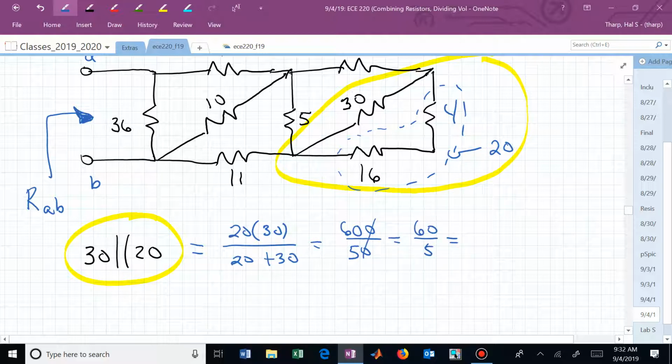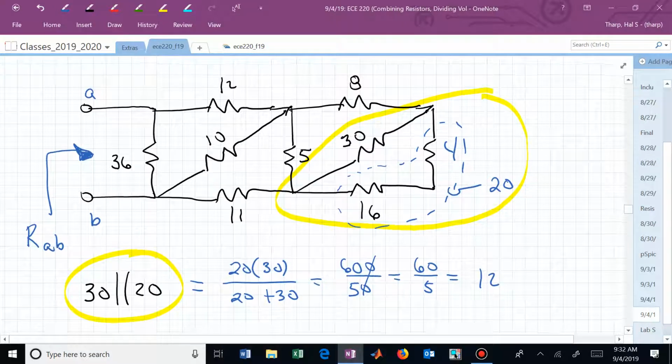Or how many nickels do you have if you have 60 cents in your pocket? You have 12 nickels. You guys don't carry nickels. You PayPal or whatever you do. You have all sorts of money in your pocket, but it's hard to count. Well, never mind. So there's 12.